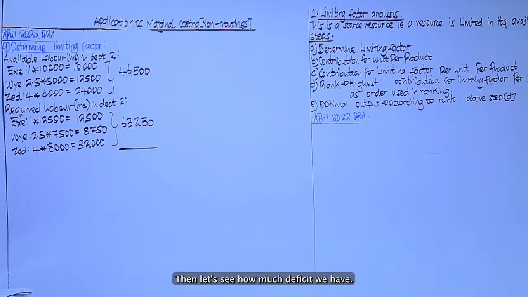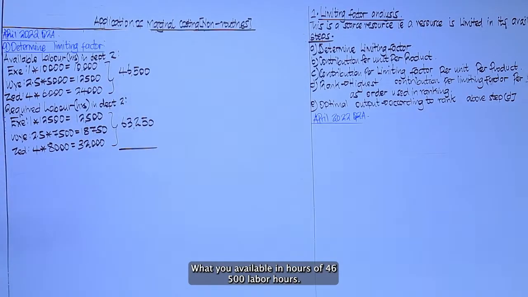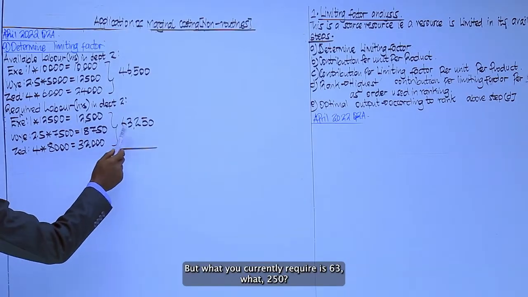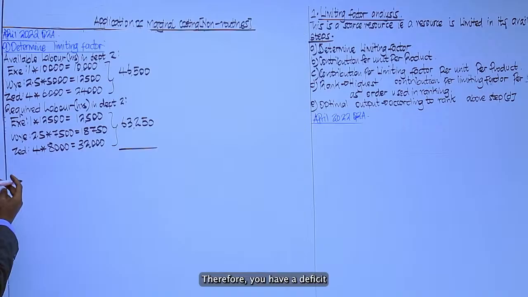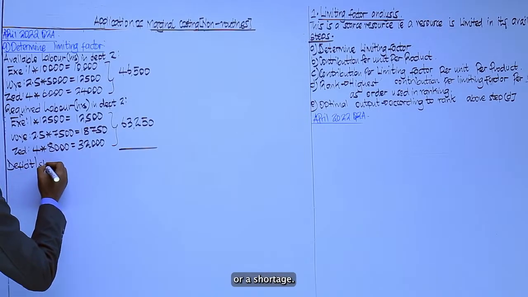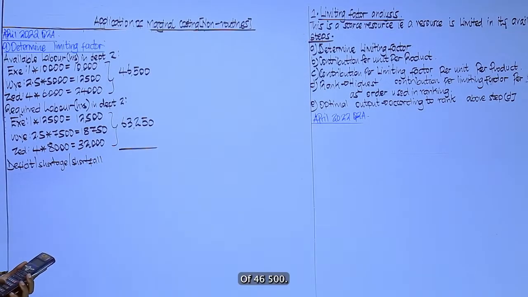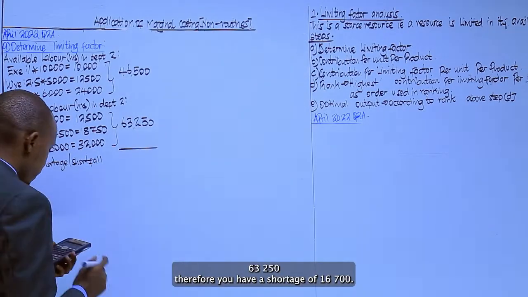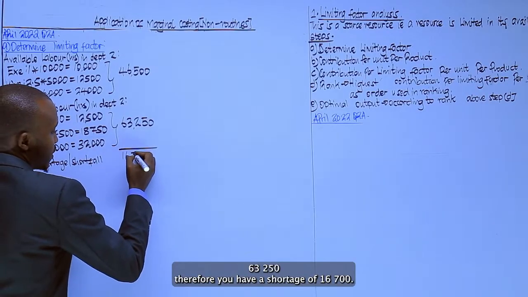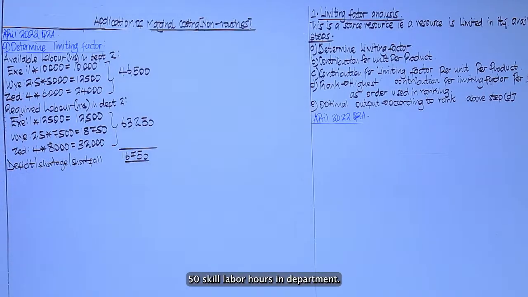Then let's see how much deficit we have. Your available labor hours are 46,500 labor hours, but what you currently require is 63,250. Therefore, you have a deficit or a shortage or a shortfall of 46,500 minus 63,250. Therefore, you have a shortage of 16,750 skilled labor hours in department 2.